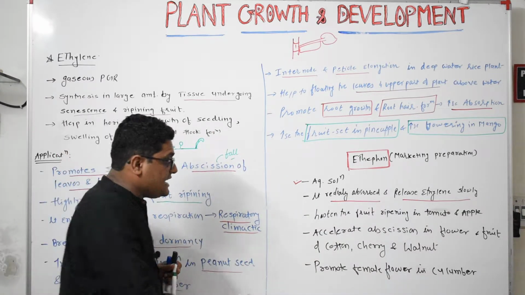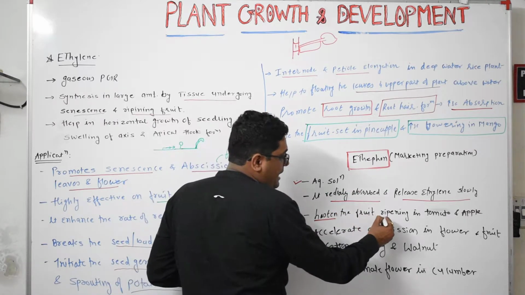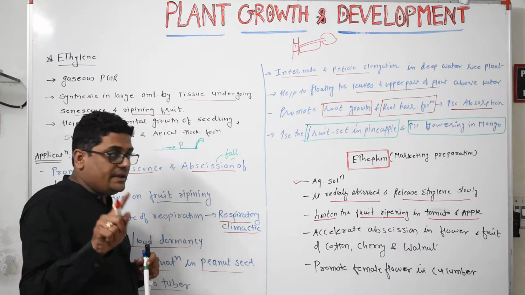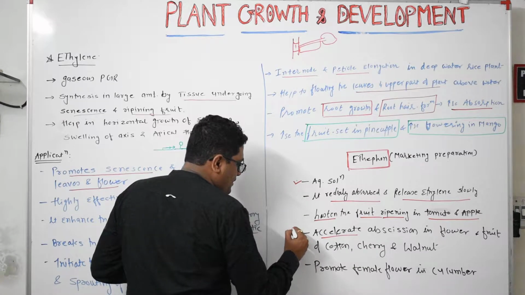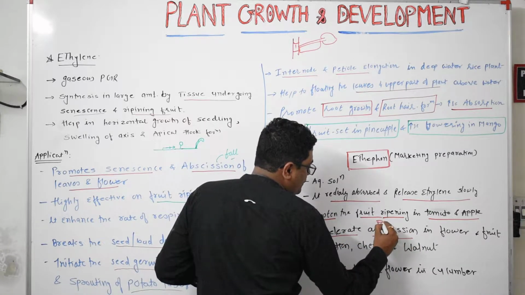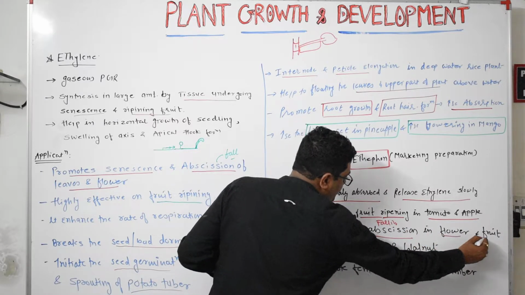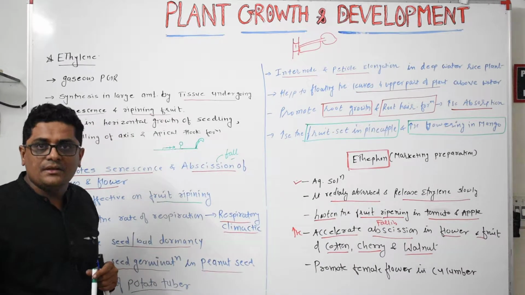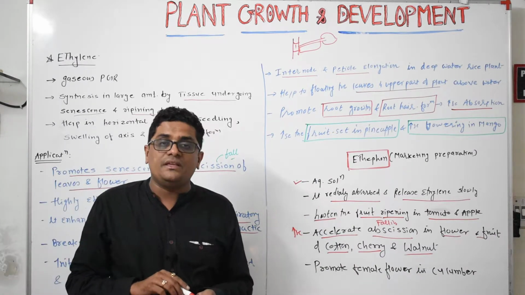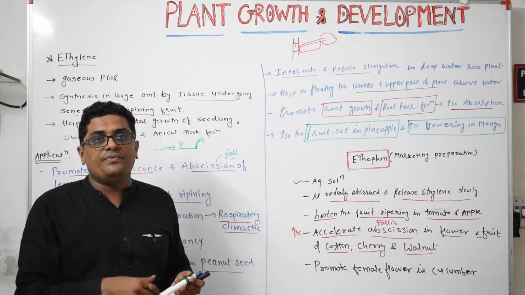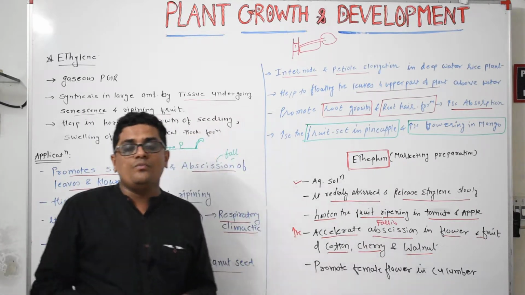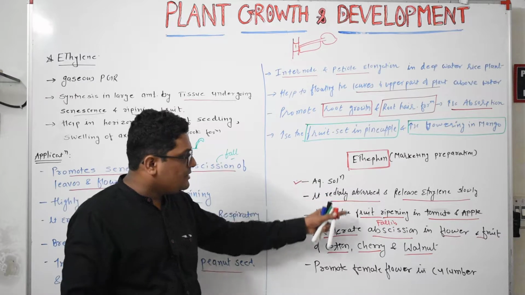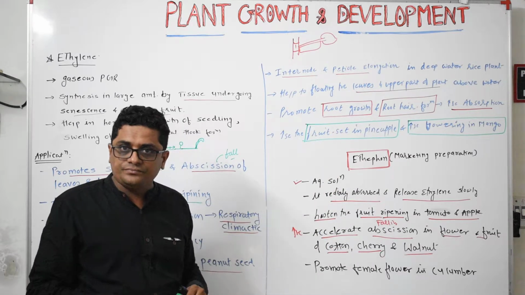That ethylene hastens, meaning it increases, the ripening of the fruit in tomato and apple. Also, ethylene accelerates, meaning it increases, abscission. Abscission means falling of leaves, flowers and fruit in cotton, cherry and walnut plants. And last, ethylene promotes the development of female flowers earlier in the cucumber, and it increases the yield of the cucumber. Clear? So this is all the effect of ethaphone.